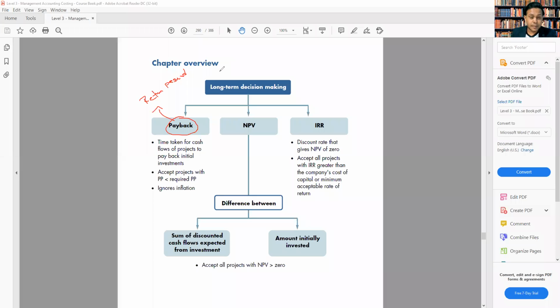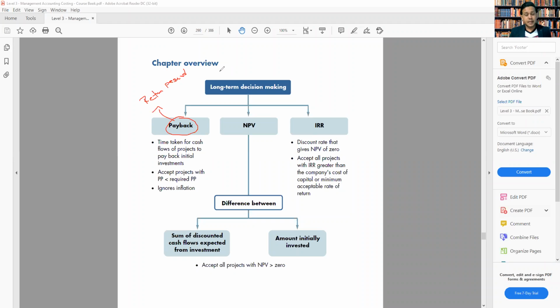What is the company policy? The question will tell you: if the payback period is more than 5 years, reject the proposal, reject the investment. If the payback period is less than 5 years, then accept the proposal. So the question will tell you. So payback period only considers how quickly you will get your money back.